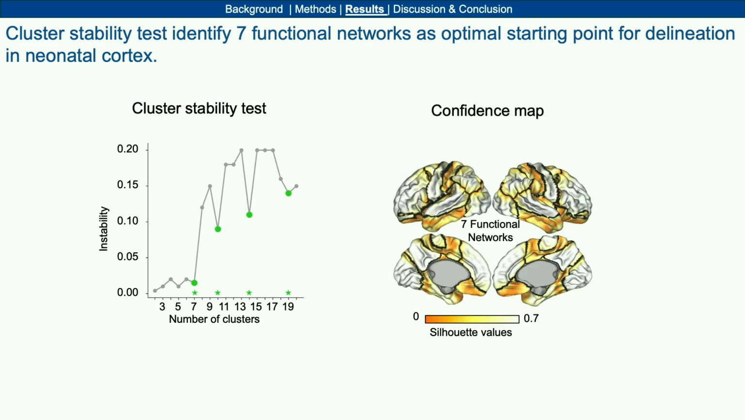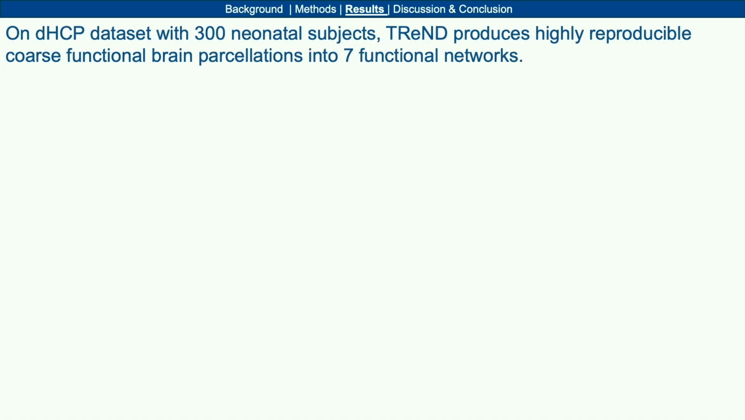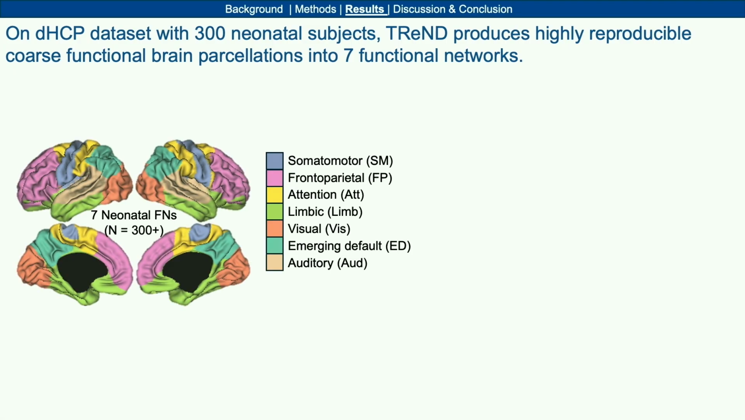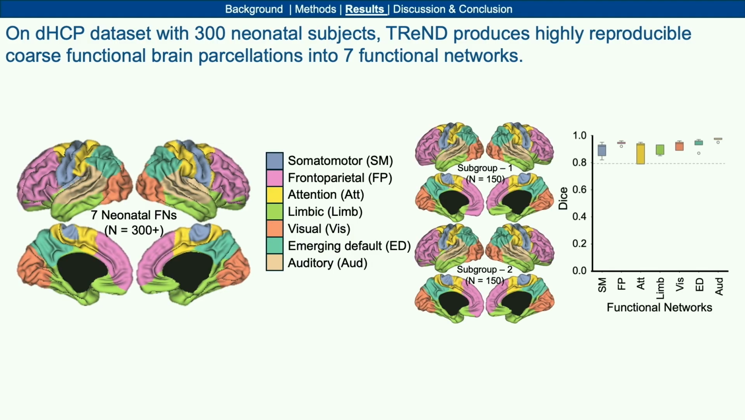And also here is our beautiful confidence map that shows that except for the boundaries, we're very confident about our parcels. So we use the dHCP dataset with more than 300 subjects to delineate the 7 functional networks, specifically for neonates. And I will explain why this is a neonate atlas and why we are not following the adult atlas. Here we see somatomotor, frontoparietal, attention, limbic, visual. But now one interesting network comes up, emerging default. Not the default mode network we know, it's an emerging one. And auditory. We reproduced it over subgroups 1 and 2 by dividing the dataset into 2 groups and across different bootstrapping analyses, and we found we are pretty reproducible.